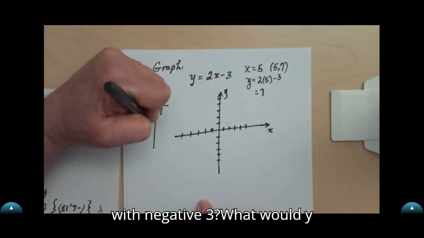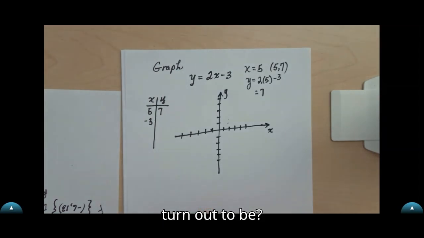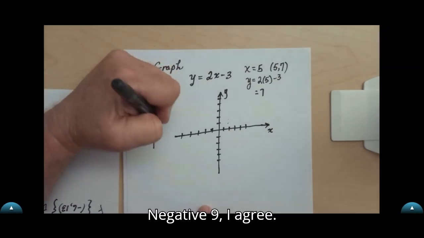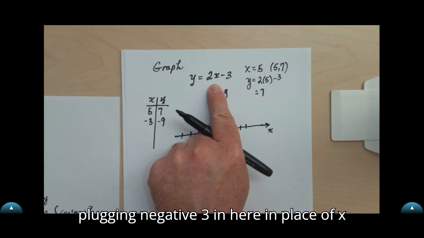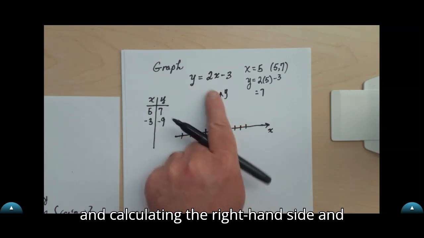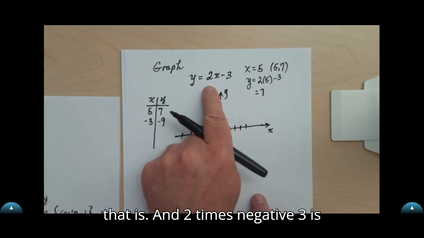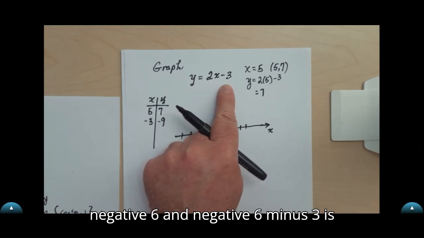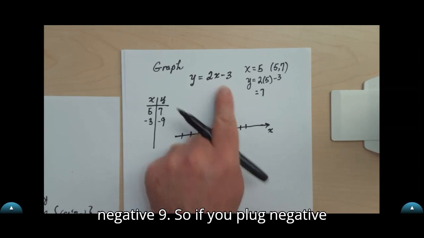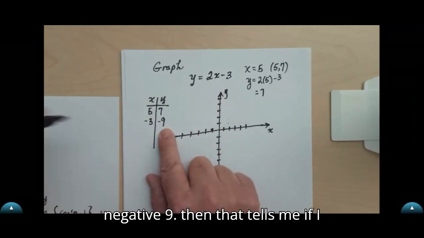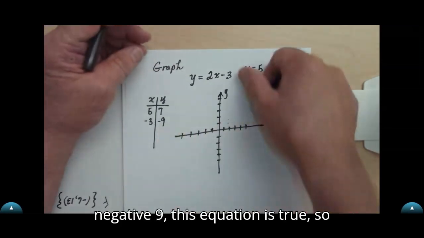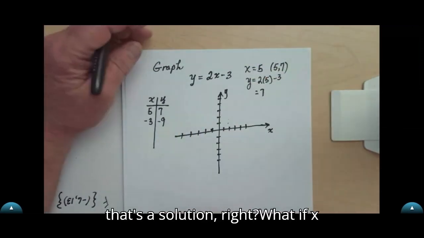The other thing you can see is, what if I replaced x in this equation with -3? What would y turn out to be? -9, I agree. Because all she's doing is plugging -3 in here in place of x and calculating the right-hand side. And it will literally say y equals whatever that is. And 2 times -3 is -6, and -6 minus 3 is -9. So if you plug -3 in for x, you literally get y equals -9. Then that tells me if I replace x with -3 and y with -9, this equation's true. So that's a solution, right?